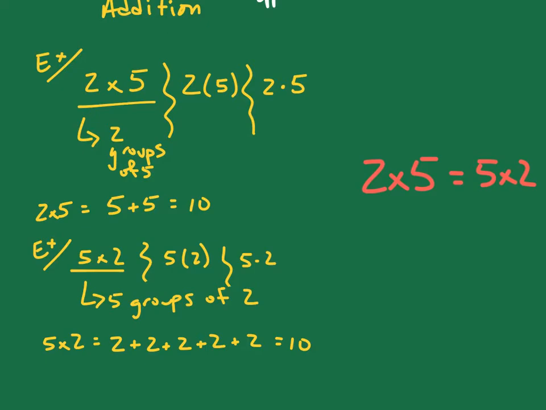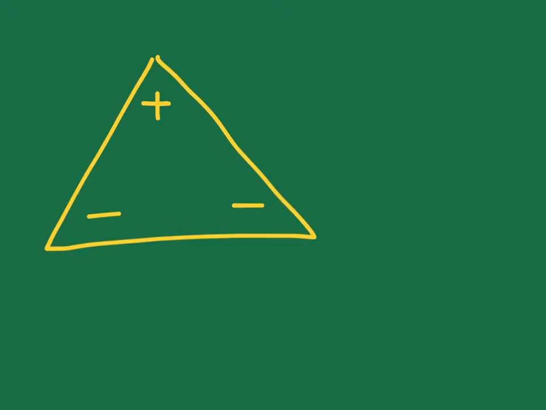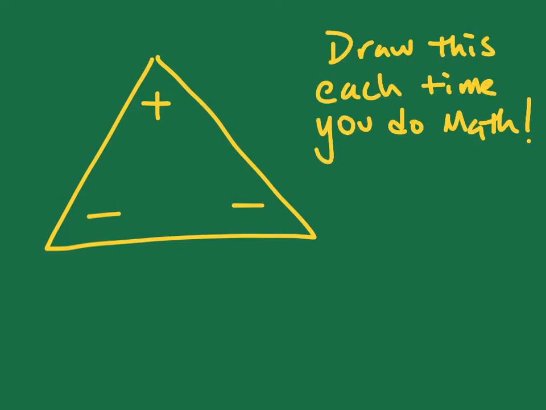All right, so let's look at multiplying integers, specifically using positive and negative numbers. Now, I just drew this triangle with 2 negatives in the bottom and a positive up top. Draw this every single time that you're doing math. Okay, and here's how this works. If you multiply a positive number times a positive, the result will be positive. Okay, that's what you've been doing for a long time.